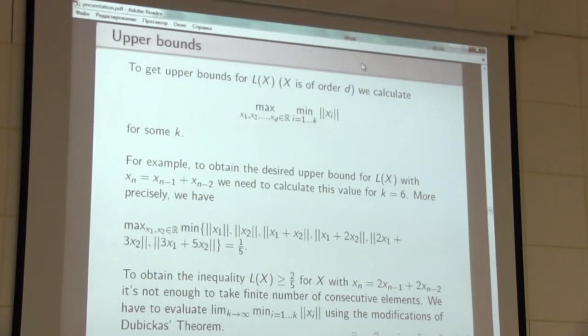But for example, if we take another recurrence, which seems to be really similar to the Fibonacci one, it happens that it's not enough to take the right number of consecutive elements. In this case, we need to somehow evaluate the limit of these expressions, and the only way to do it right now is to use modifications of the heuristic theorem that I have already shown.